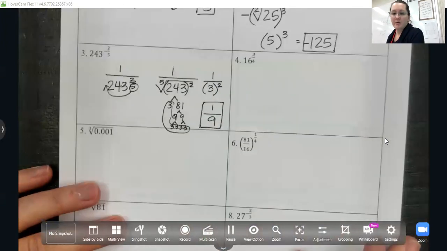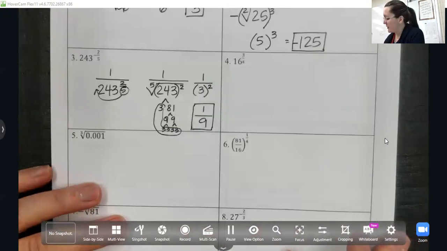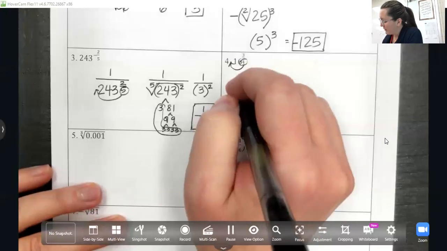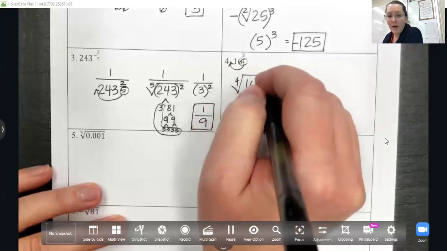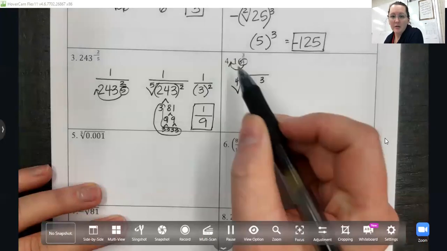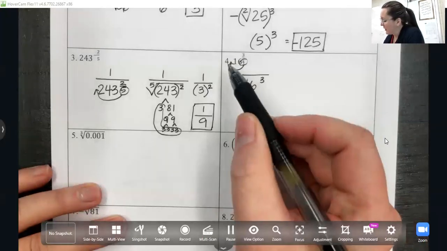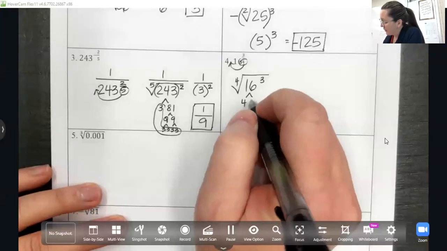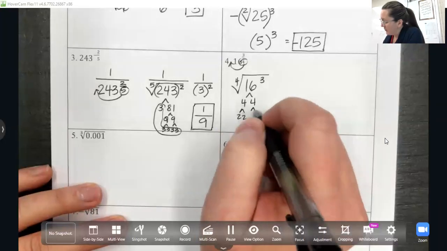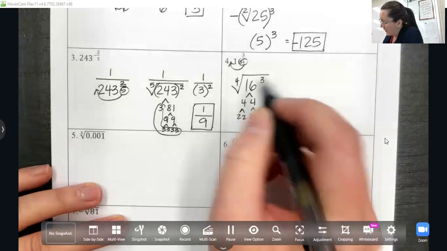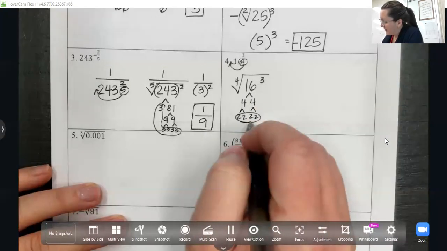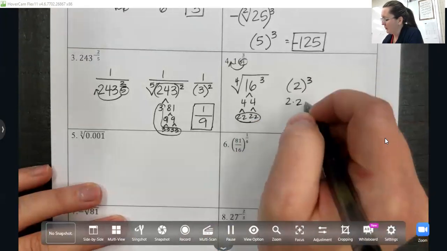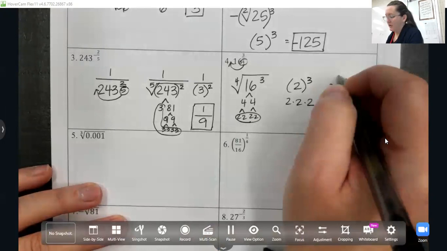All right, next one, number 4, we have 16 to the 3/4 power. I'm going to bring this 4 over here. So we have the 4th root of 16 to the 3rd power, right? The denominator is your root and your numerator is your exponent. So let's break this down. 4 and 4, 2 and 2. I'm looking for a group of 4. I see a group of 4, 2 it is, and then I'm going to raise it to the 3rd power. That means 2 times 2 times 2, which is 8. So that's your answer for that one.